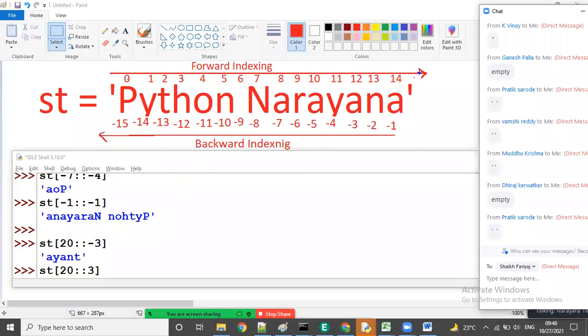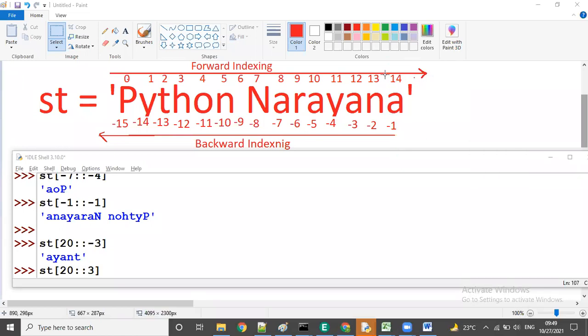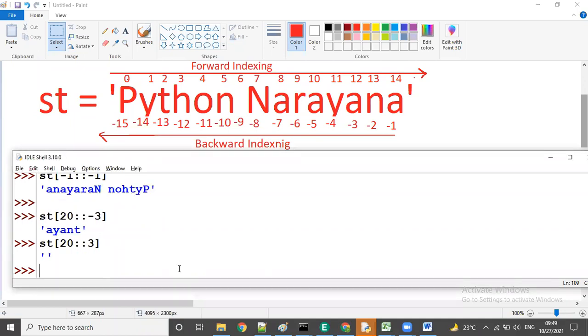Where is 20? In this direction 20 is there, but take this ending character. This is the start number. Increment number, how much here? Plus 3, right? But here data is not there. Plus 3 means go forward, and data is not there, so what output will come? Empty will come. Nothing will print, guys.